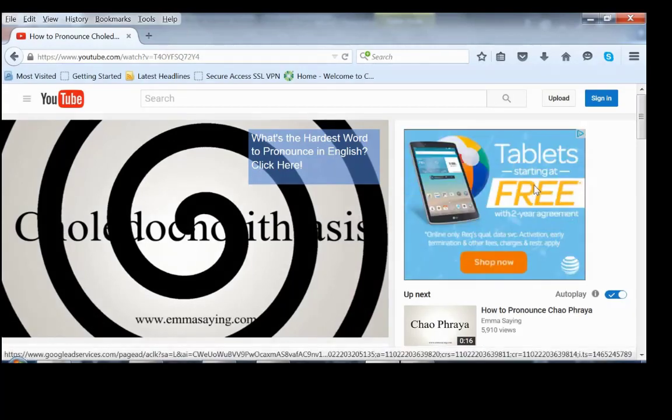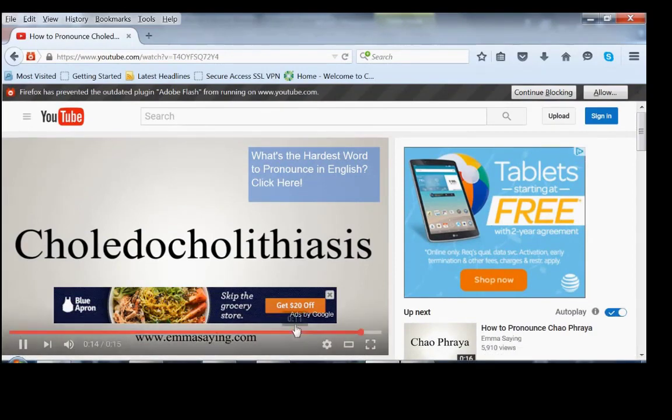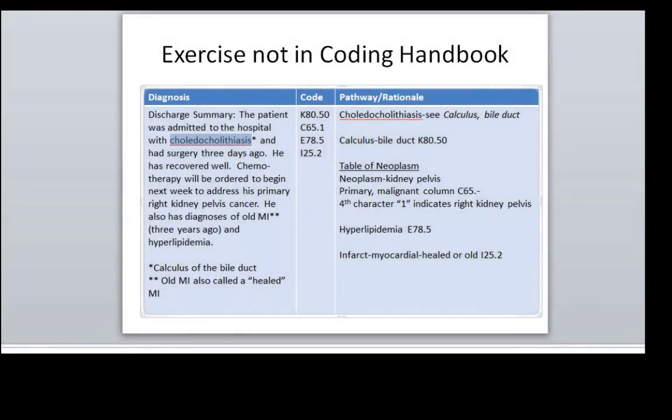Cholelithiasis. This word I have to look up several times to remember how to say it, but it is cholelithiasis. Cholelithiasis is how you say this word, and it is stones in the bile duct.